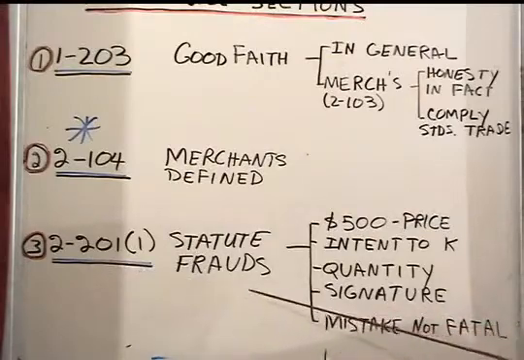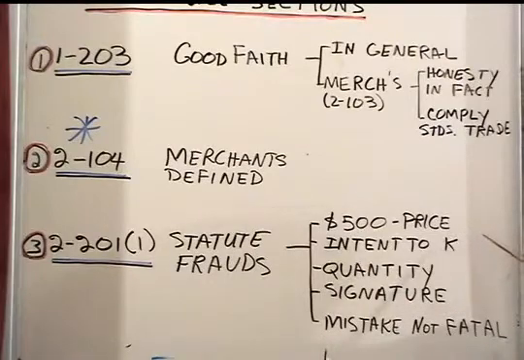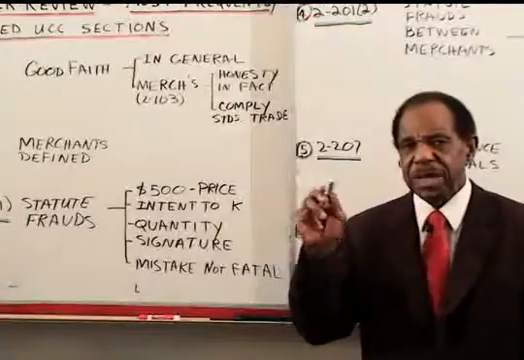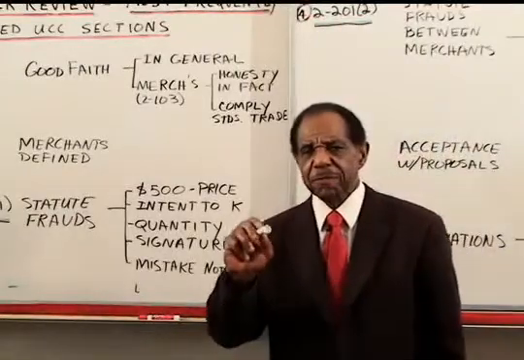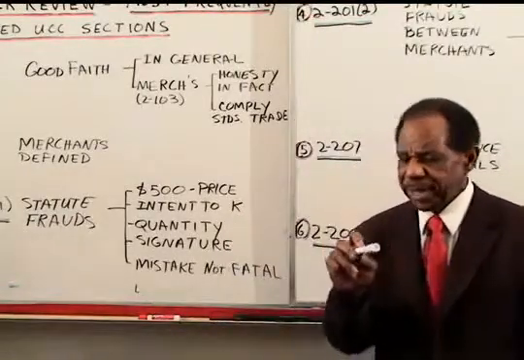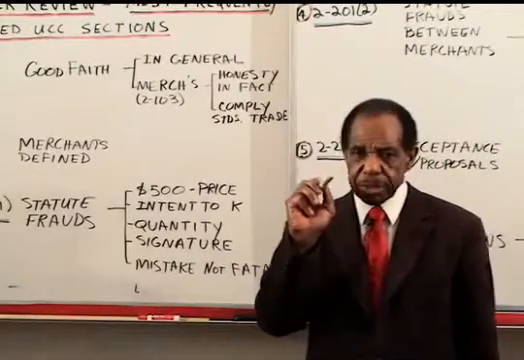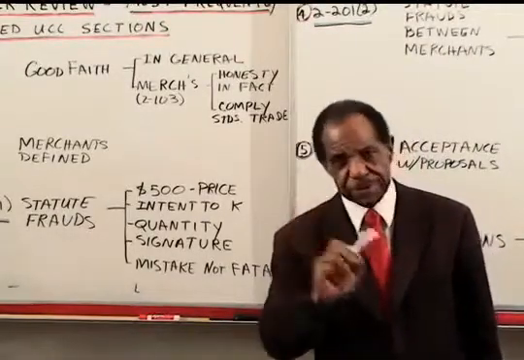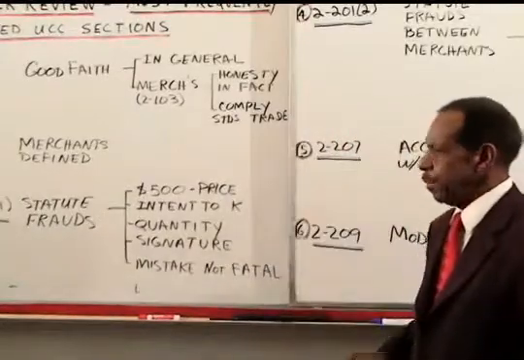2-201 subsection 1 is the statute of frauds. Statute of frauds, this is the $500 rule. It provides that a contract for the sale of goods for the price of $500 or more, not more than $500, but $500 or more, and it's the price, not the value of the goods. So if I want to sell you this marker, and we have a contract where you're going to buy this marker from me for $500, forgetting about your insanity for the moment, then it's not the value of the marker, it's the price. If it's $500 or more, it needs to be in writing in order to be enforceable.